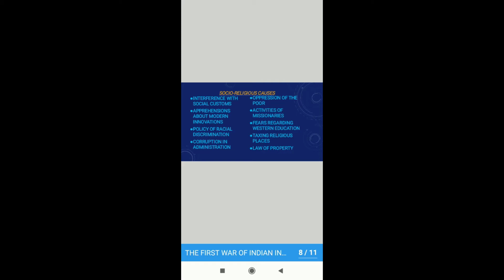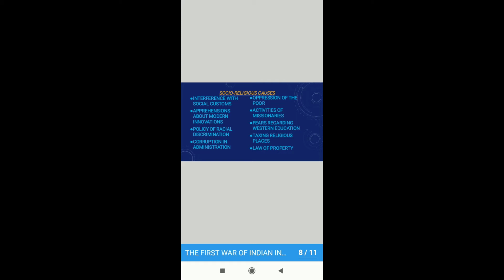We know that the people of India at first were not ready to accept these kinds of reforms. The best examples are abolition of sati, introduction of the Widow Remarriage Act, and opening of Western education to girls. All these reforms were introduced for improving the conditions of the people of India. But the traditional beliefs were there, so Orthodox Hindus were not ready to accept these reforms. Second point under this socio-religious causes is apprehensions about modern innovations.